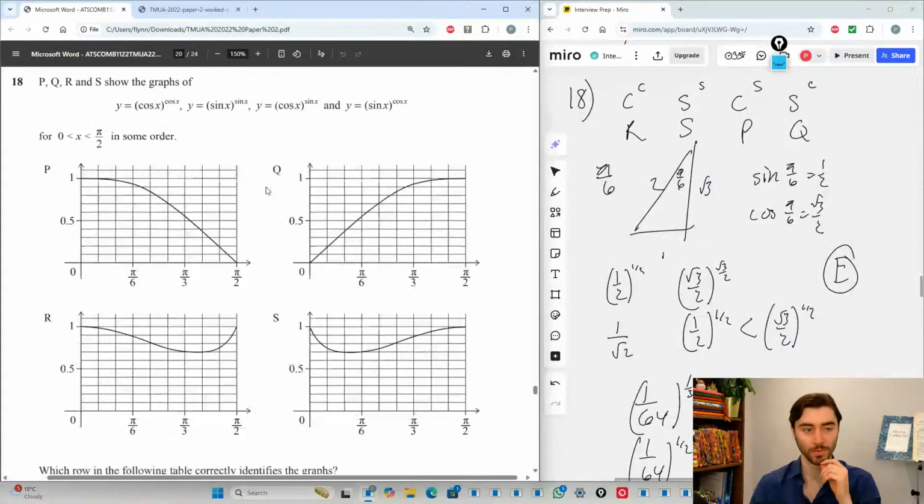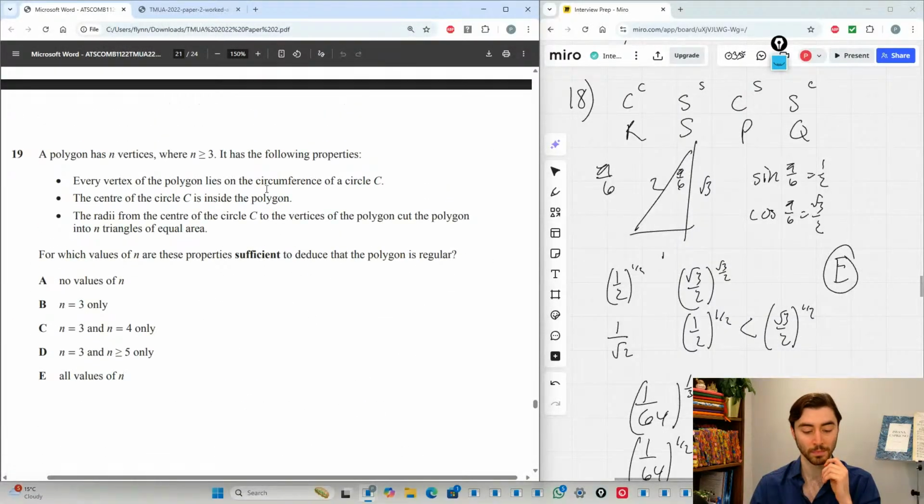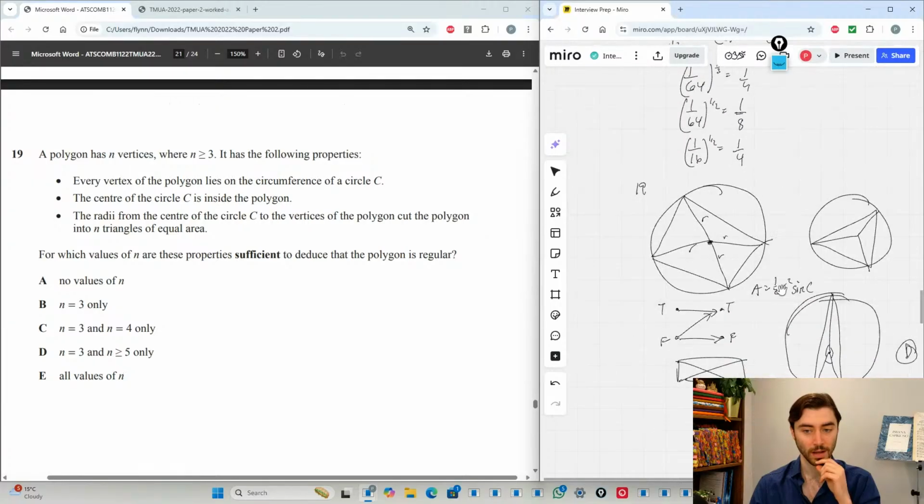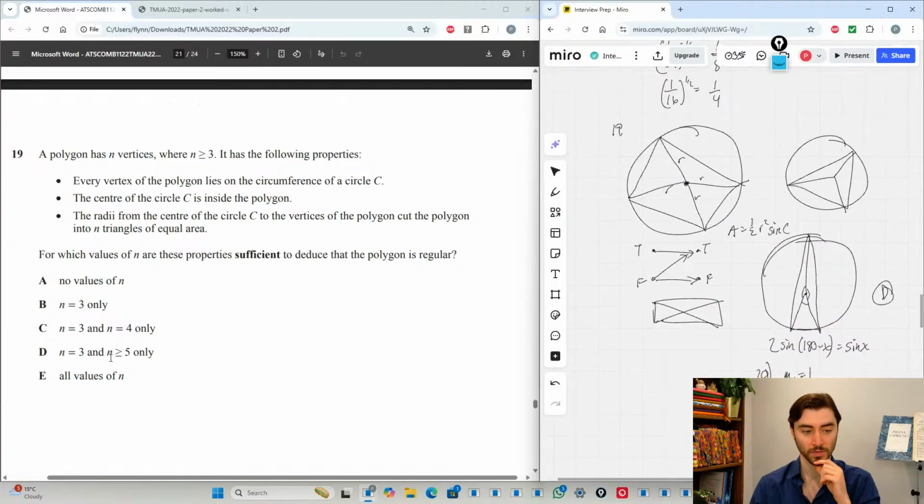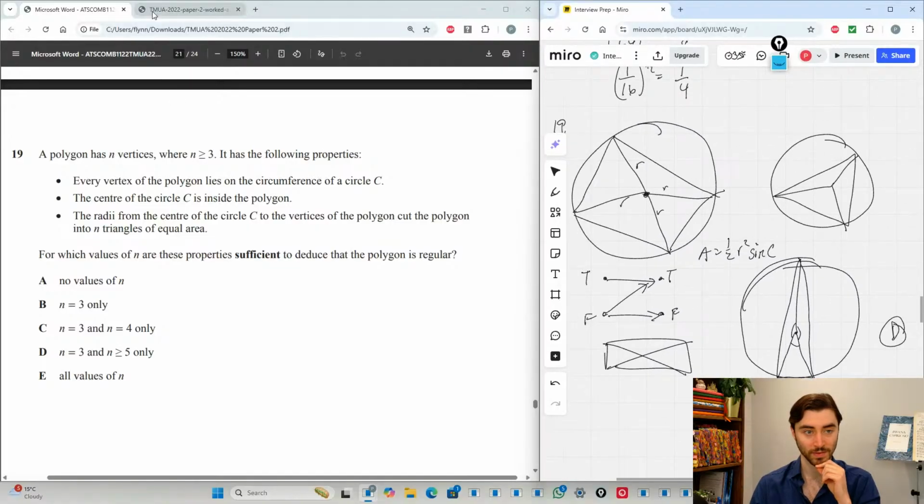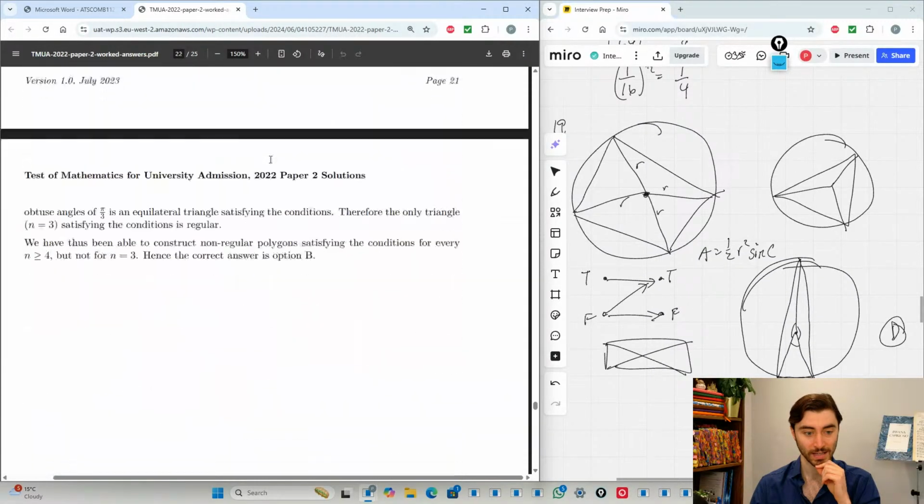19. Well, we shall see. I'm confident I got it right that n does not equal 4. I'm pretty confident that it is true for large values. And I'm pretty confident that means the only option available was D. But we'll see if I was right. Ah, it's B.